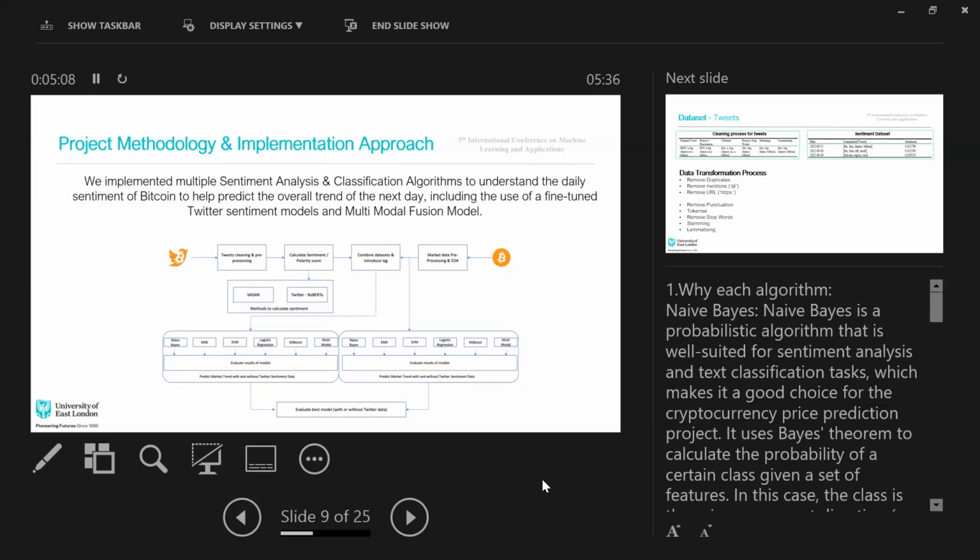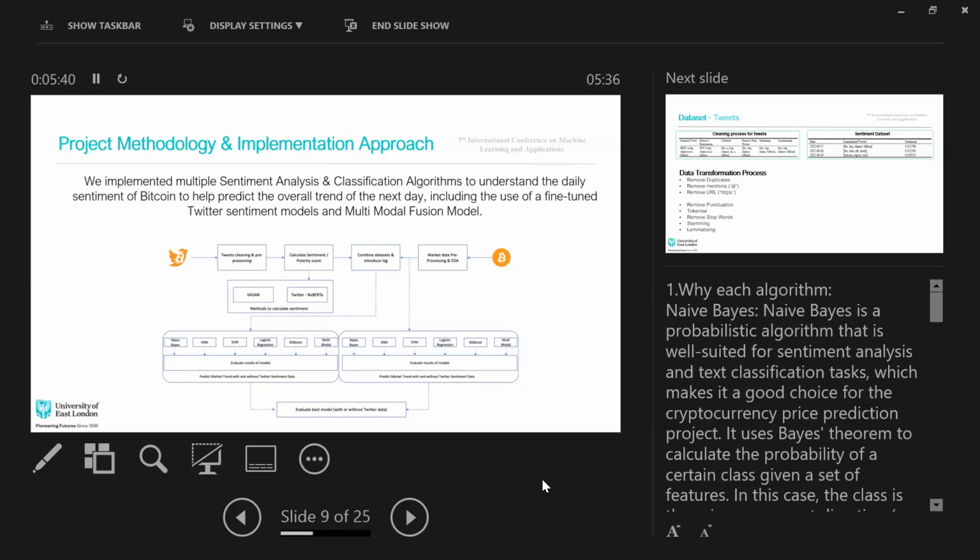And then the other stream of data being the Bitcoin market data. So this is your open price, closing price, highs, lows, and volumes. We went through an exploratory data analysis and pre-processing step to make sure everything was ready for our modeling. We then combined this with the Twitter data set and introduced a lag factor, which is similar to what was mentioned in the literature review. We used a 1-day lag for this research.